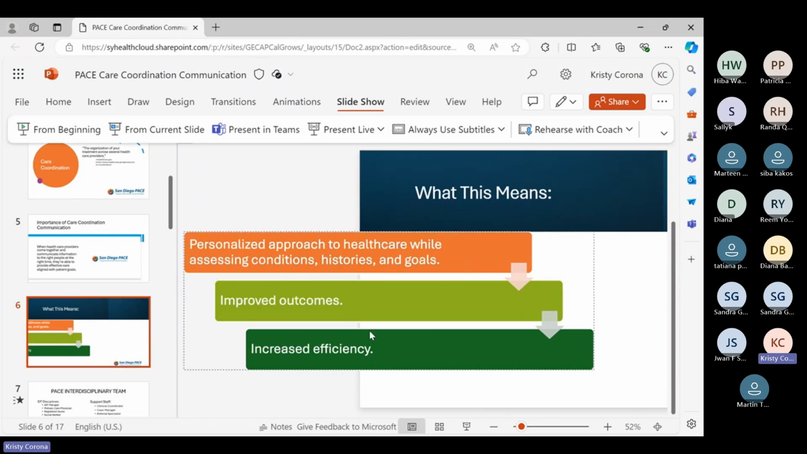So with PACE, what this means is we personalize all of our participants' or patients' care. They have their own personalized approach to healthcare while assessing individual conditions, histories, and their goals. And this leads to improved outcomes and also increased efficiency.